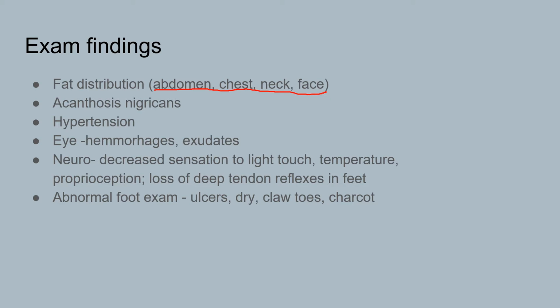High blood pressure, diabetic eye changes with hemorrhages and exudates, and signs on neuro exam of peripheral neuropathy. So decreased sensation to light touch, decreased sensation to temperature, problems with proprioception, and loss of deep tendon reflexes. And then findings, especially on foot exam, of ulcers on their feet, dry feet, claw toes, or Charcot joint.